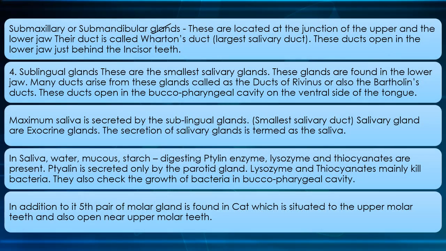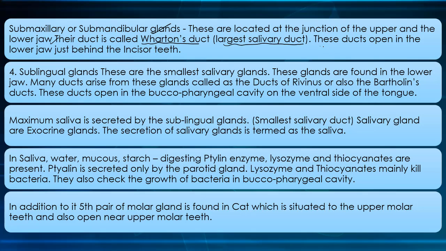Submaxillary or submandibular glands are located at the junction of the upper and lower jaw. Their duct is called Watson's duct. The submandibular gland's duct is known as Watson's duct, which is the largest salivary duct. The largest salivary gland is the parotid gland, but the largest salivary duct is Watson's duct.